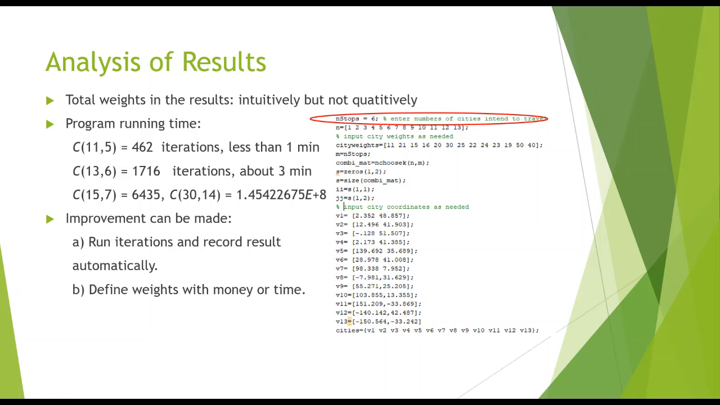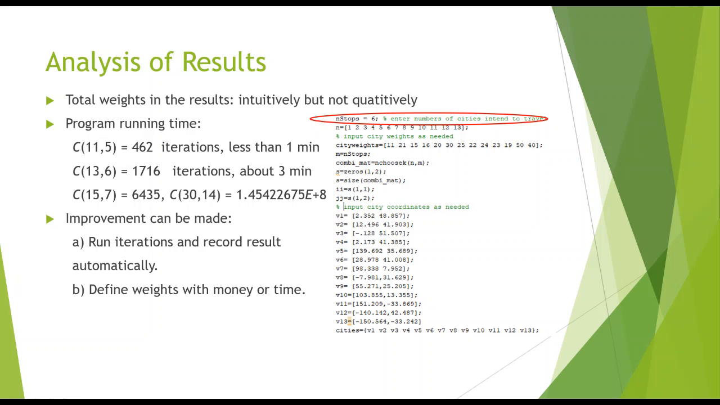Another aspect of the programming I want to mention is the running time. The number of cities on the list can affect the running time significantly. Initially, I used N equals 11, and the longest running time was about 1 minute. Then I tried N equals 13. It increased to about 3 minutes. So it can be seen that if I continue to increase N, the running time will increase significantly.